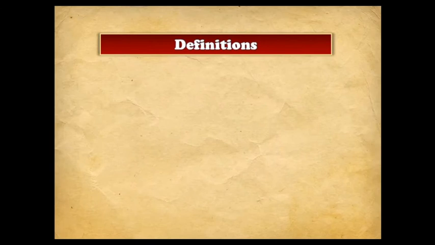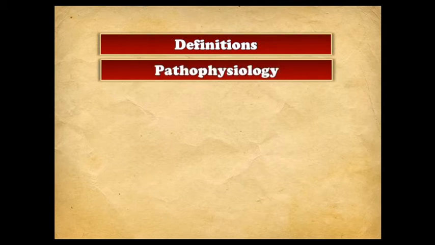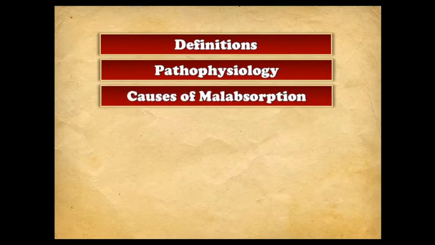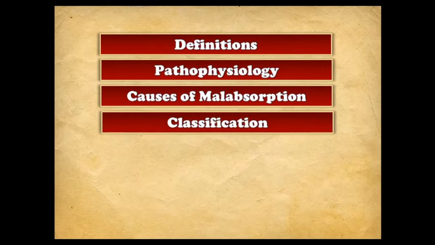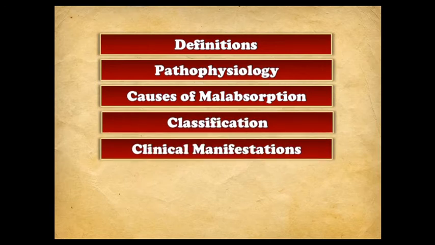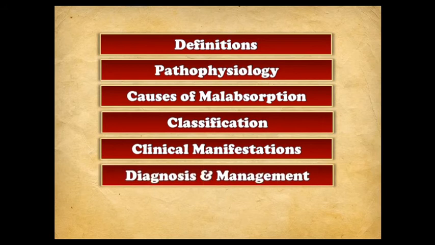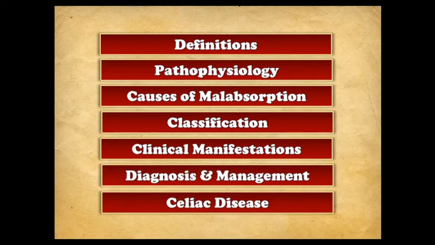As usual, firstly we will review the outlines and major topics of this lecture. Firstly, we'll take the definitions of malabsorption, and then we will know the pathophysiology. Causes of malabsorption will be shown, classification will be made, clinical manifestations will be known, and diagnosis and management of malabsorption will be established. This will be the first part of the lecture, and in the second part we will talk specifically about a common and major example of malabsorption, which is celiac disease.